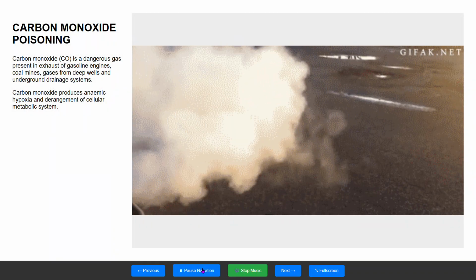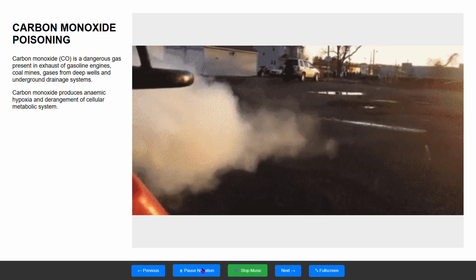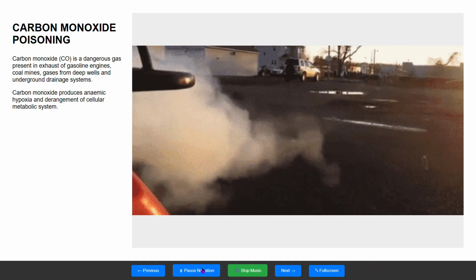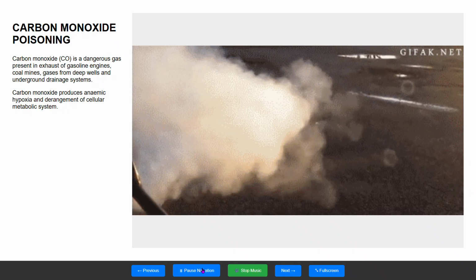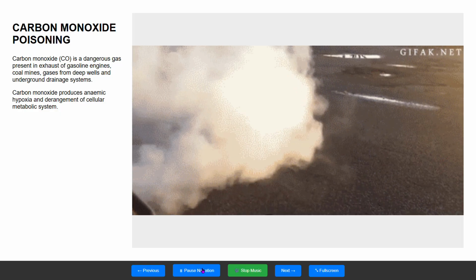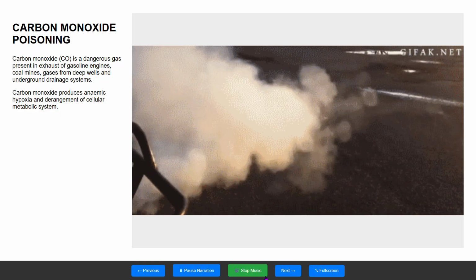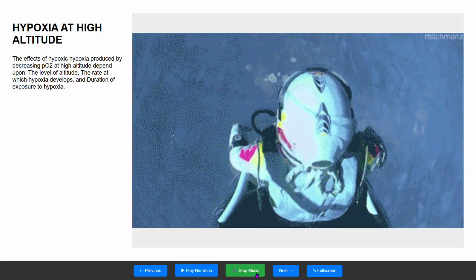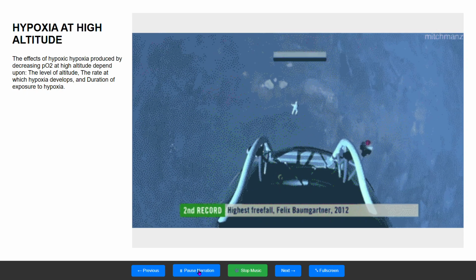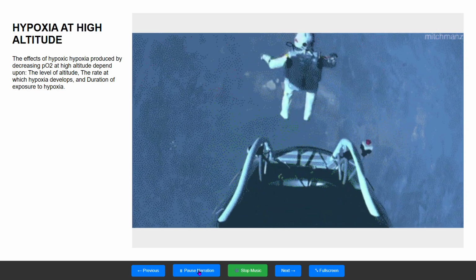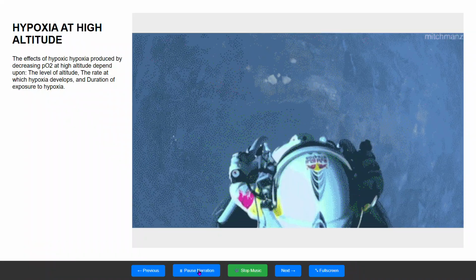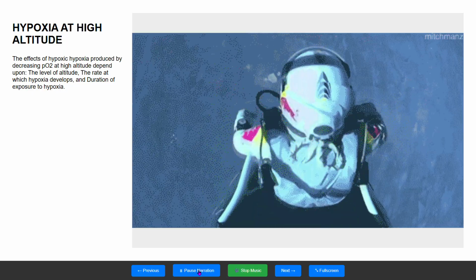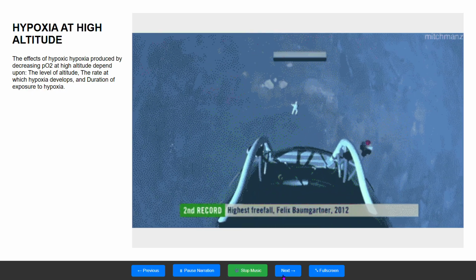Carbon monoxide, CO, is a dangerous gas present in the exhaust of gasoline engines, coal mines, gases from deep wells and underground drainage systems. Carbon monoxide produces anemic hypoxia and derangement of the cellular metabolic system. The effects of hypoxia produced by decreasing PO2 at high altitude depend upon the level of altitude, the rate at which hypoxia develops, and the duration of exposure to hypoxia.